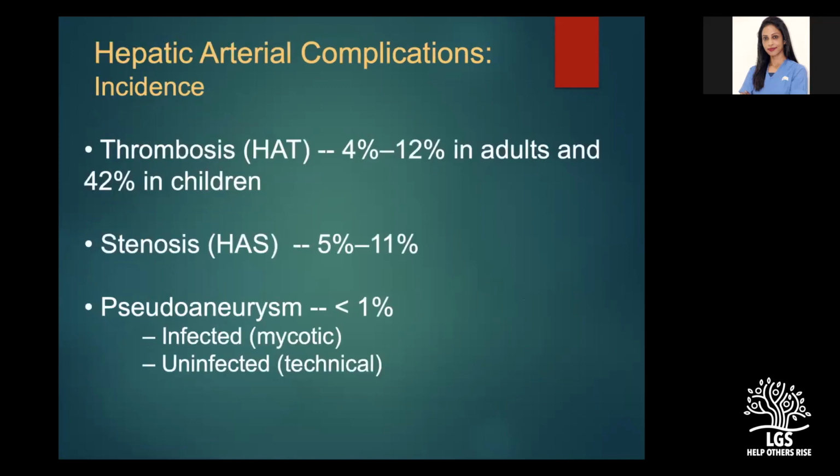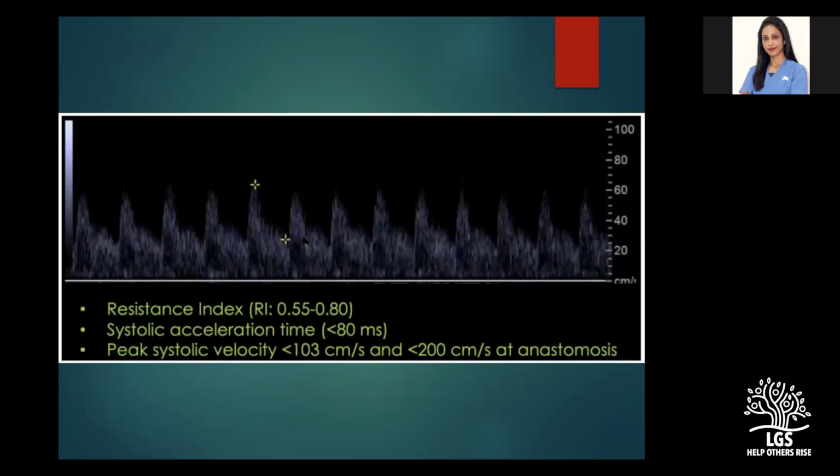And hepatic arterial thrombosis occurs in 4 to 12% in adults and 42% in children. So in adults, it's less common compared to children when it comes to thrombosis. Hepatic artery stenosis, the risk is about 5% to 11%, and pseudoaneurysms occur in less than 1% of cases. It could be infected or uninfected. We all know about the importance of Doppler post-transplant: intra-op Doppler, then day 1 to day 3, and then every week. So it's very important we do the Doppler.